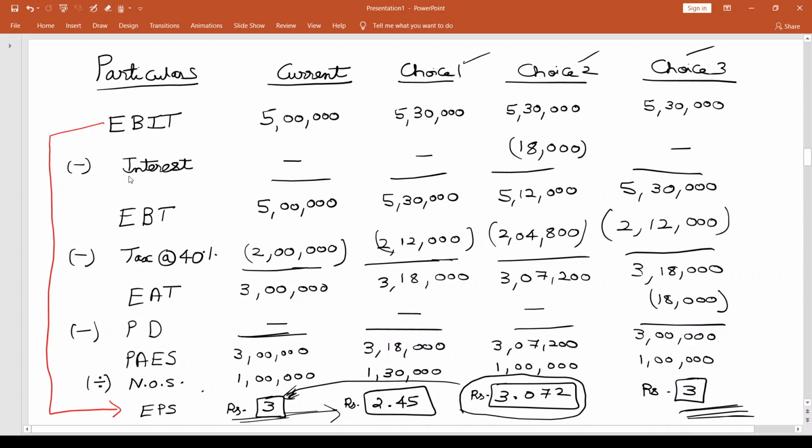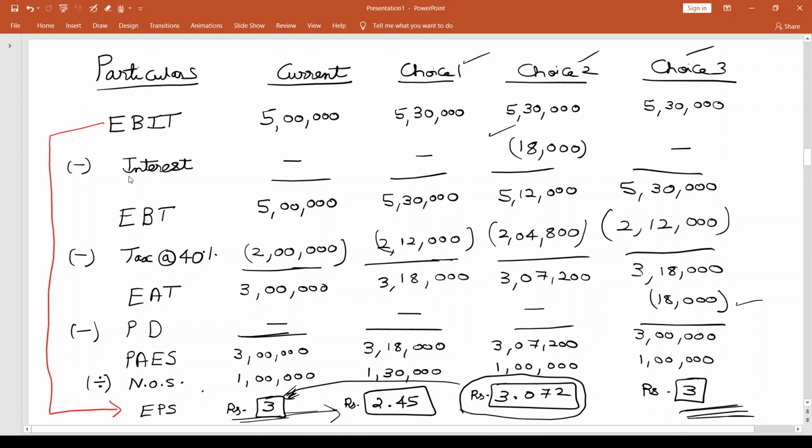From EBIT, I'm drafting the income statement to the other levels of profit. If I look at these 4 income statements here, and specifically choice 2 and choice 3, the placement of this 18,000 made all the difference. In choice 2, the 18,000 was placed here. In choice 3, the 18,000 was placed here. Though 18,000 is there, the placement of 18,000 was different.